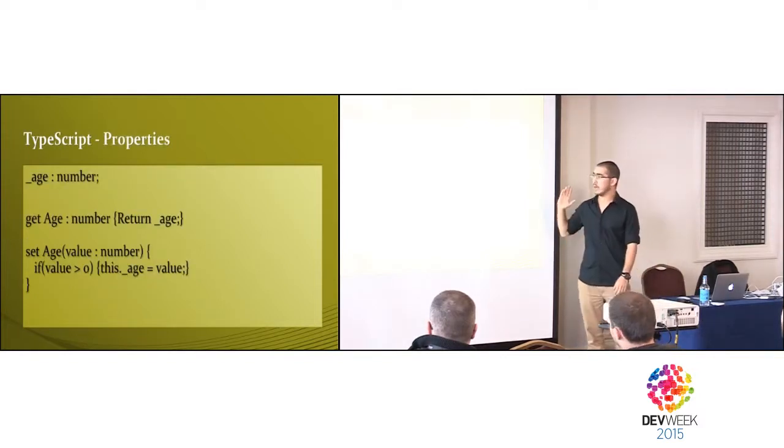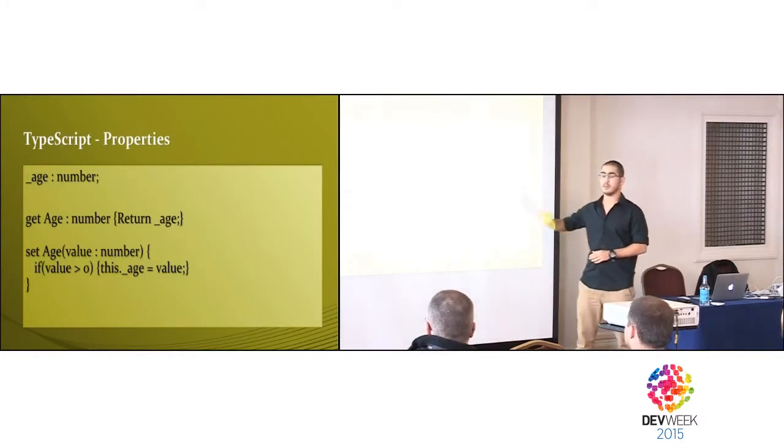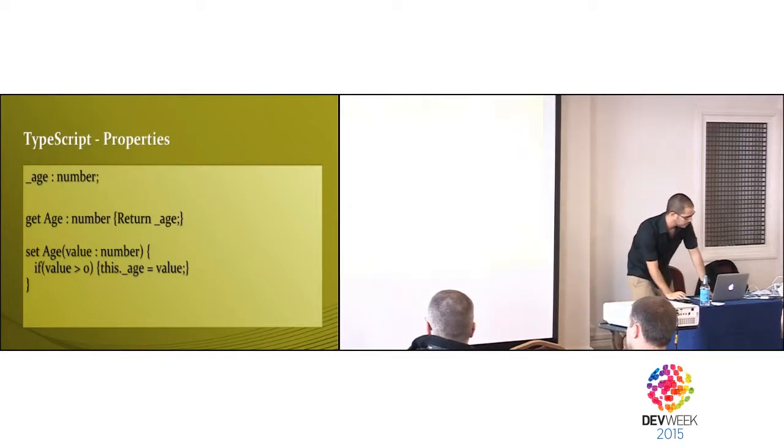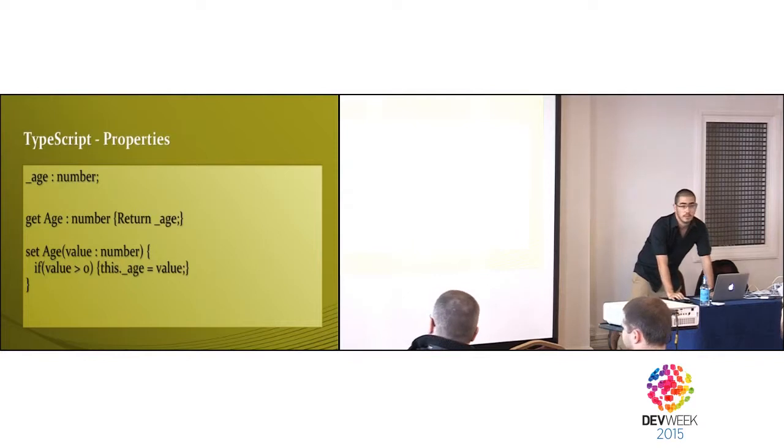About properties, it's quite simple. You specify that this is a get of an age, and then you specify it's a number and the code you want to do, and set about the age. This is the value. It doesn't have to be called value. We are used to value from .NET, but you can call it any name you want, and then whatever logic you want to do, and do what you need to do with this setter.